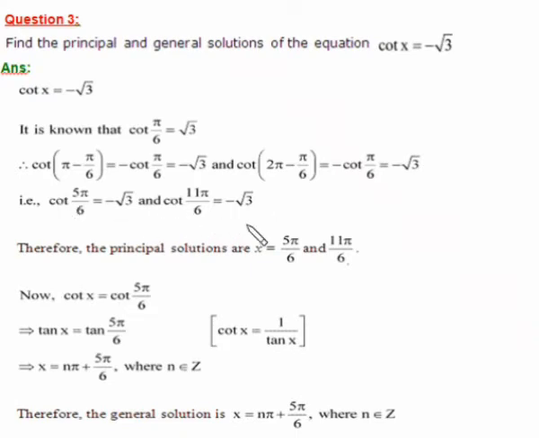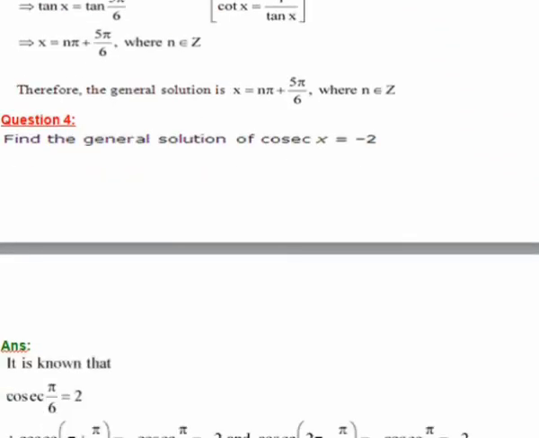So in this way we find its particular solution, that is 5π/6 and 11π/6. Now move for the general solution. cot x is equivalent to cot 5π/6, so tan x is equal to tan 5π/6. We know that if tan x is equal to tan y, then x is equal to nπ + y, which means x is equal to nπ + 5π/6. This is the general solution of it.